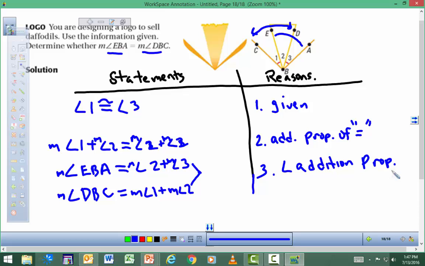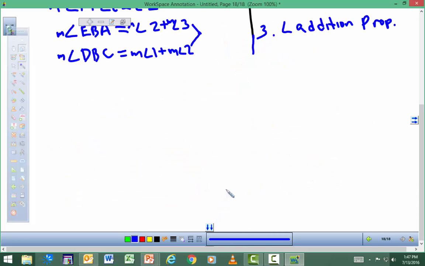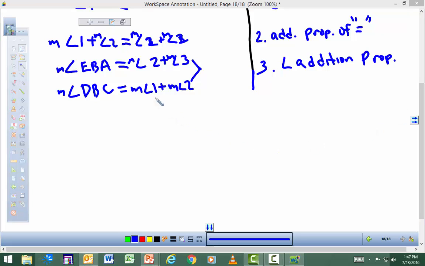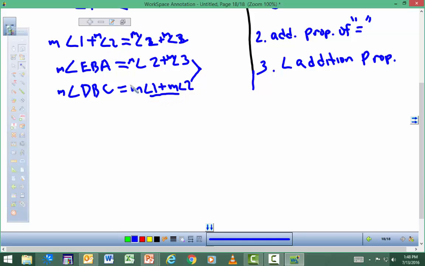Okay, so now what we'd like to do is some substitution here. And let's take a look. I wonder if I could somehow replace something. I have angle 1 plus angle 2 here, and I notice it's written right here, you see? So they're both equal, right? They're both equal right there.